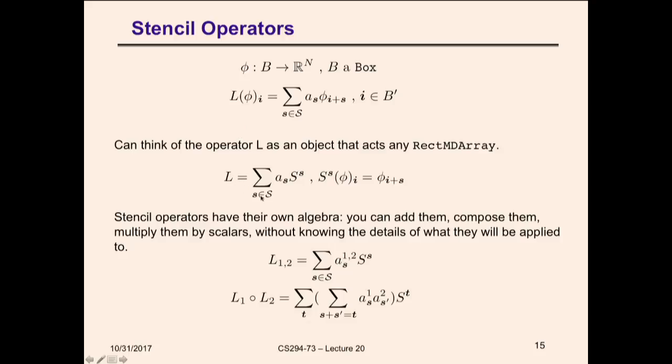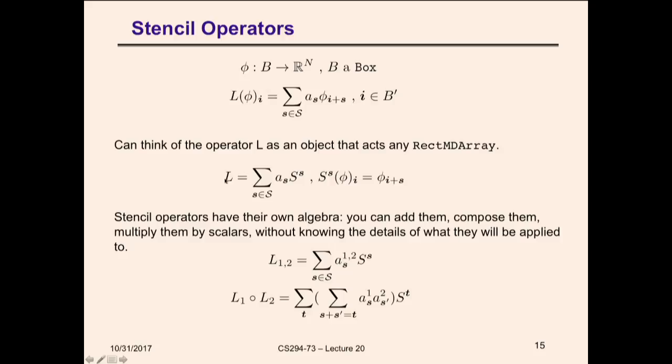L is the sum over a set of points in some finite collection of points in the d-dimensional integer lattice. For each one of the points S in this set, I have a coefficient, and then I have a shift. So S superscript bold S applied to phi of I is equal to phi of I plus S. So all I've done here is write this as an operator. It's a sum of elementary operators. Those elementary operators are translations of your grid by S.